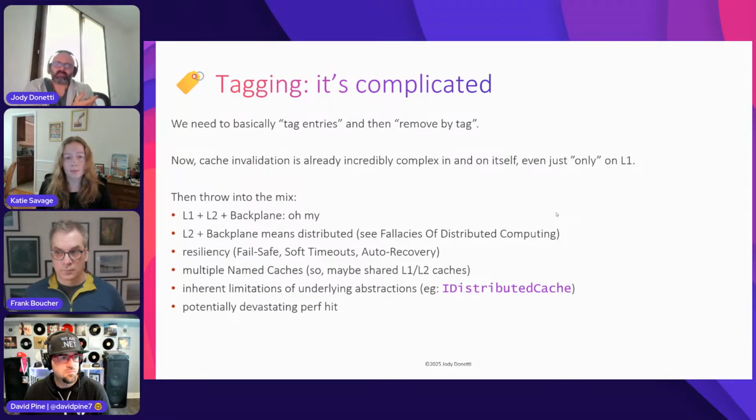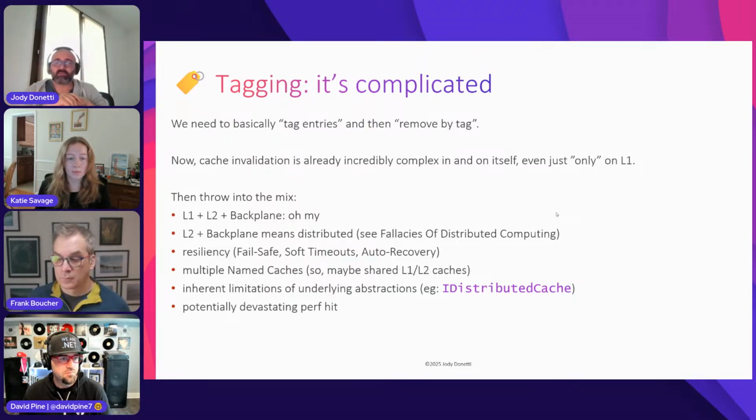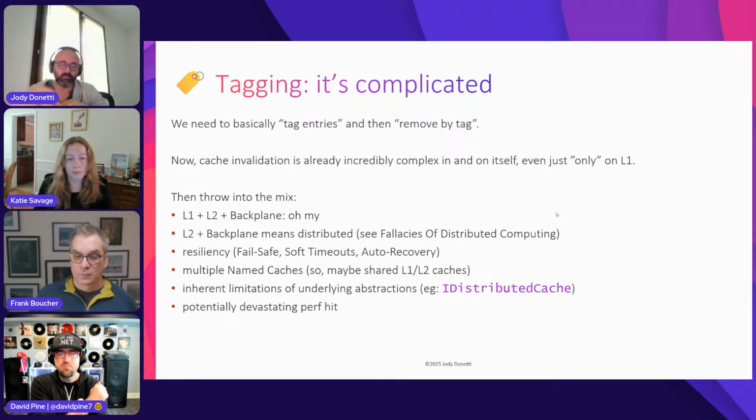The problem, as I said, is that when you put into the mix L1 in memory, L2 distributed, the backplane for multi-node invalidation, it becomes complex. Also, L2 and backplane means distributed. And if we remember from last episode, the fallacies of distributed computing kick in. So basically, there can be issues. You may not be able to reach another distributed component. Latency is not zero, and so on.